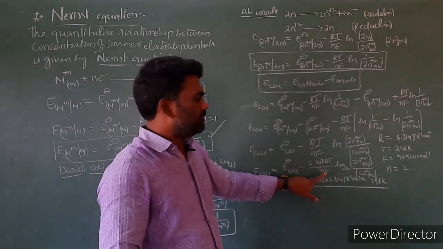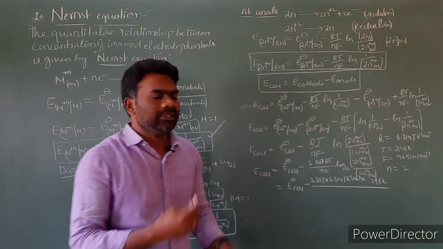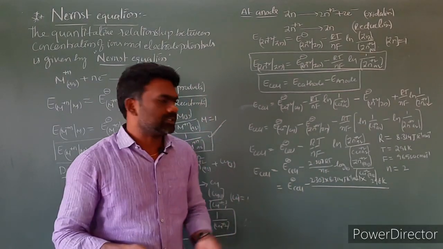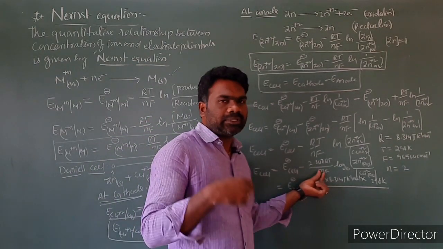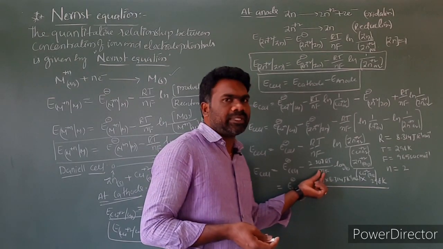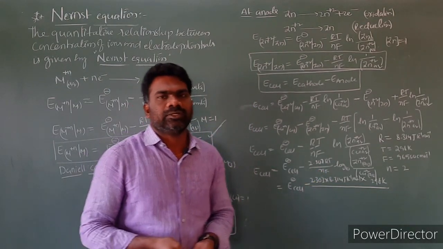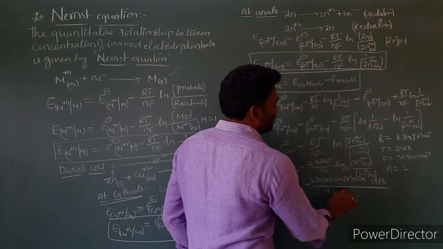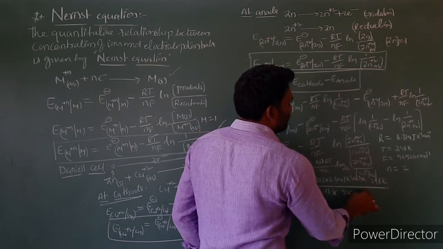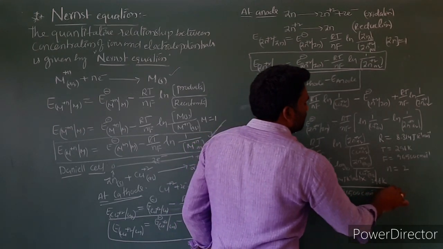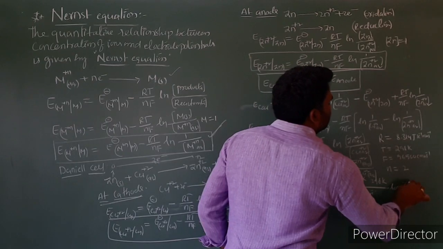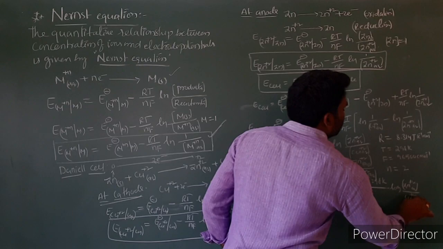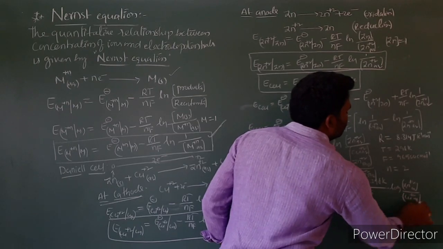N, the N value from the cell reaction. From cell to cell the N value is going to change. In this case N is 2, but in different cells the N value will be different. In some cases 1 electron will be transferred, in one case 2 electrons, 3 electrons, and so on. So I am taking N as usual, N into F, which is 96,500 coulomb per mole, log Zn2+ ion concentration by Cu2+ ion concentration in aqueous form, isn't it?